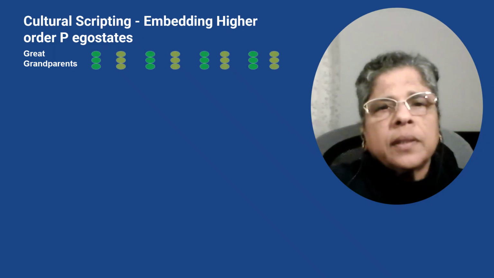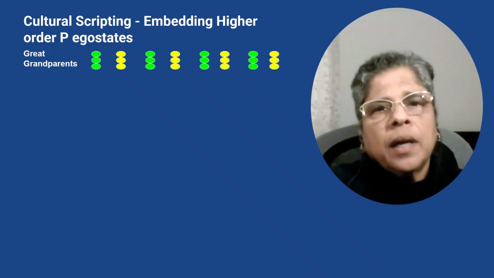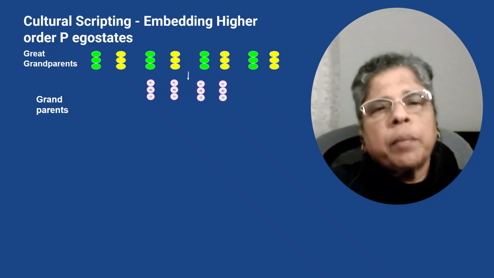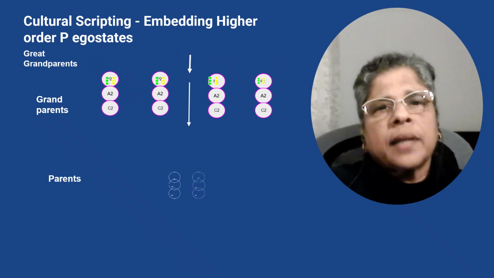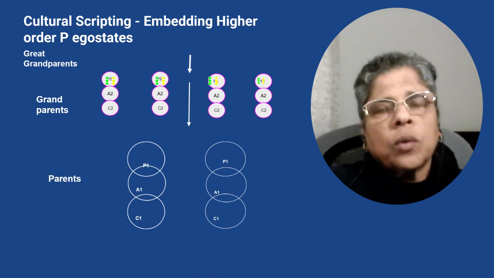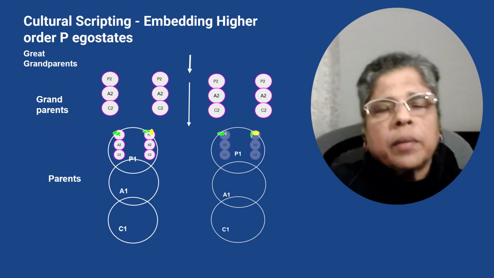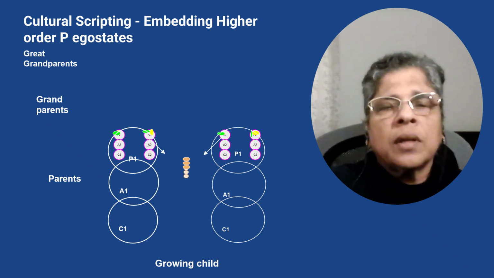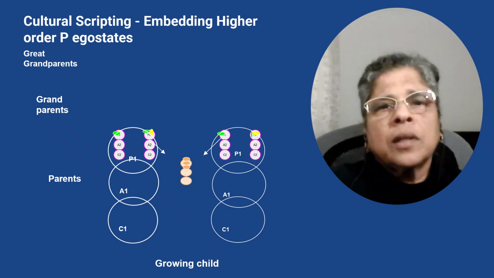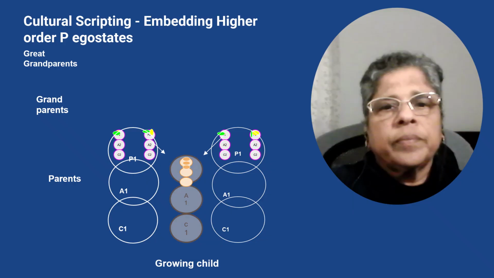This animated video is demonstrating how cultural scripting happens. How exactly the cultural elements get transmitted down to the growing child, from great-grandparents to grandparents to parents, and incorporated into the parent ego state of the child as first order, second order, and third order levels through the years.